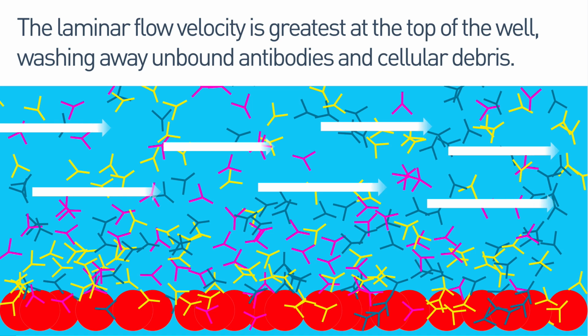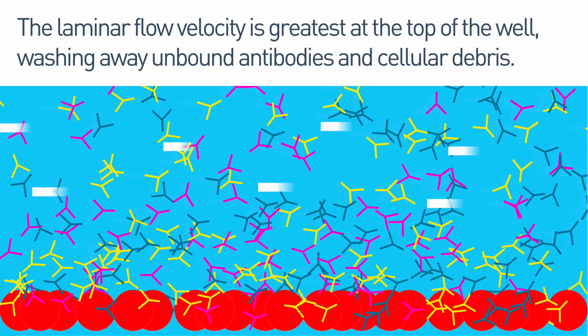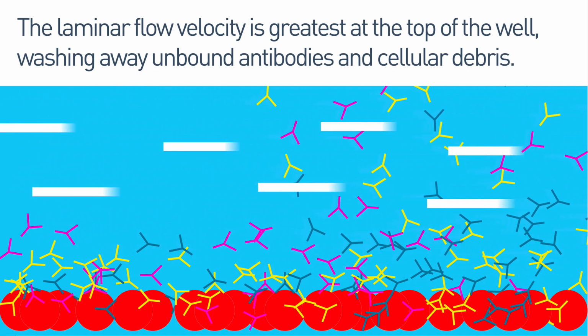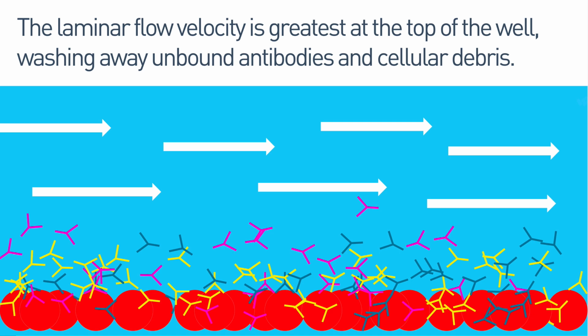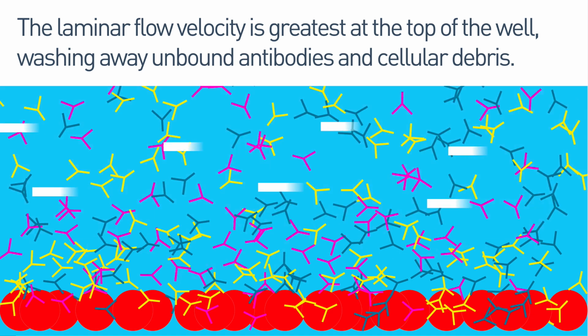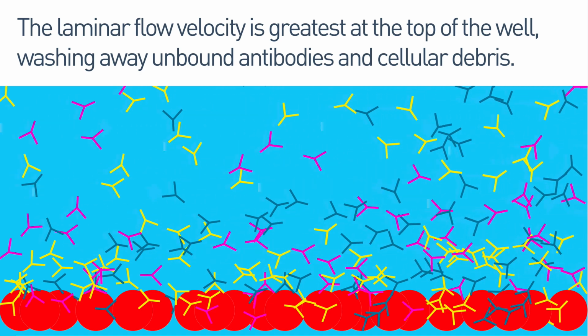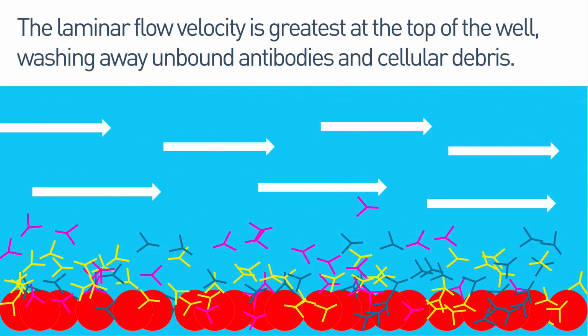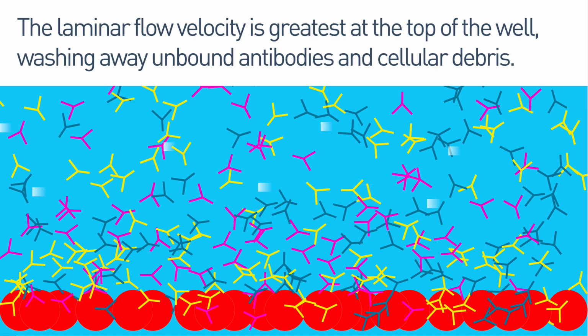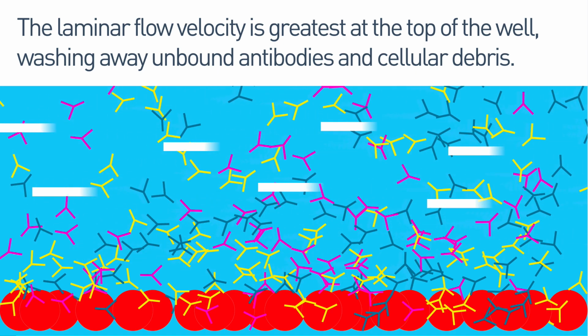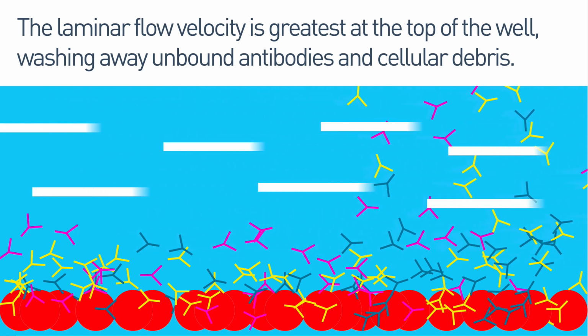I mentioned this before, that the laminar wash velocity is greatest at the top of the well, washing away the unbound antibodies and the cellular debris. Again, leaving the cells intact, so that velocity is almost static at the base of the plate. So that is why the cells are unperturbed. So this lateral movement is what washes everything away.